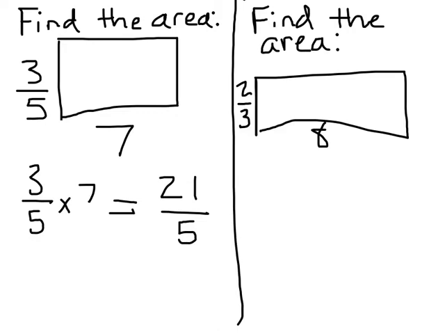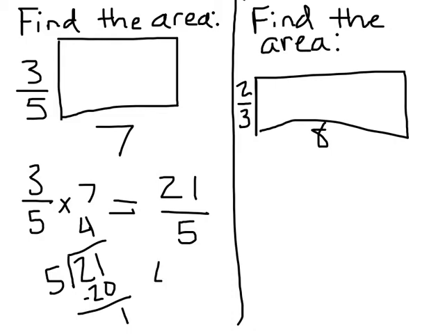The next thing I need to do is write my answer as a mixed number. To do that, I can divide 21 divided by 5. How many times does 5 go into 21? It goes in 4 times. 4 times 5 is 20, and when I subtract, I have 1 left over. So how do I write 21 over 5 as a mixed number? Well, I have 4 wholes with 1 out of 5 left over. The area is 4 1/5 square units.